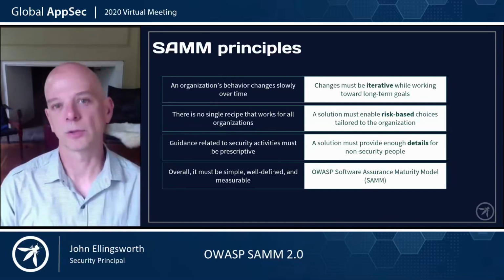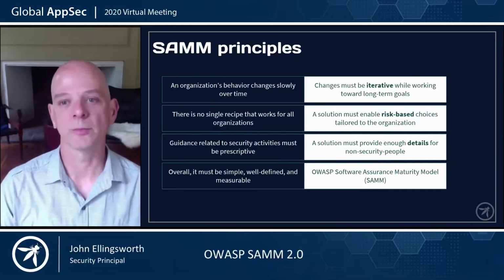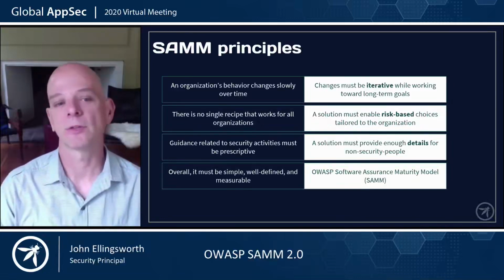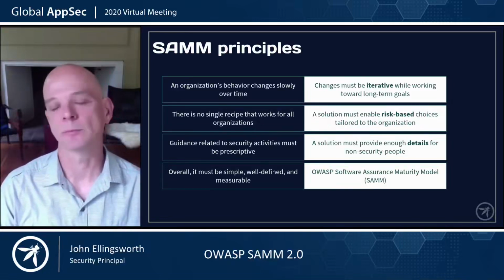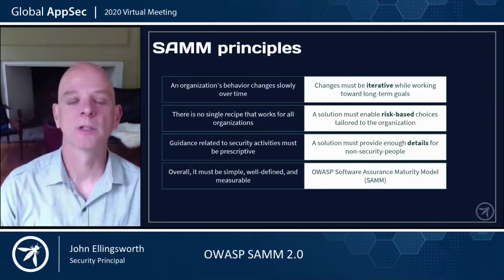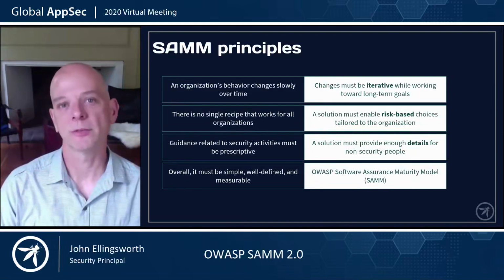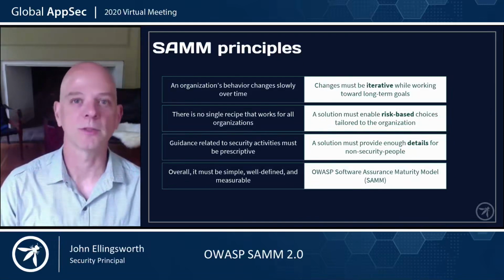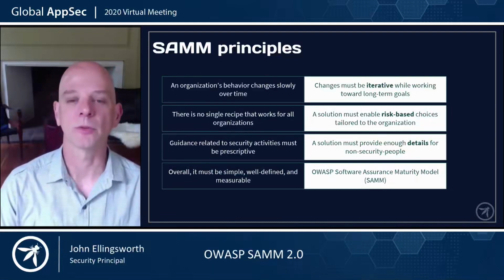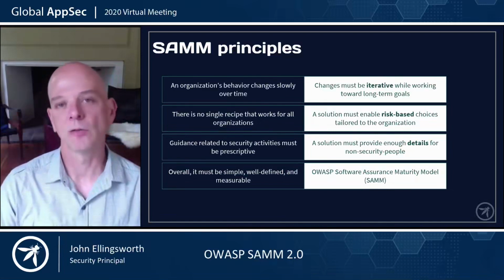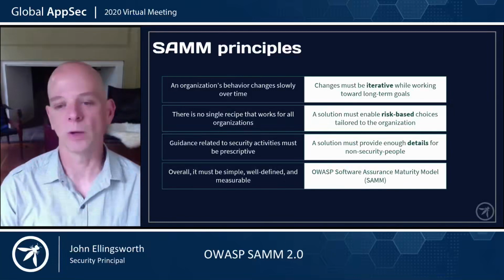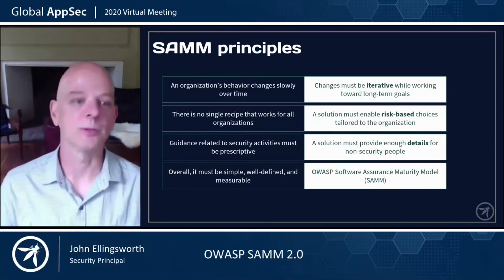There's no single recipe that works for all organizations. The solution must be risk-based to the organization. Guidance related to security actions must be prescriptive. The solution should really provide enough guidance for people to understand what needs to be done from a security perspective, particularly for non-security people, so that there's buy-in and alignment with the goals that you're trying to achieve. And overall, it must be simple, well-defined, and measurable. And those are the guiding principles of OWASP SAMM, and those are the things that we'll be talking about today.